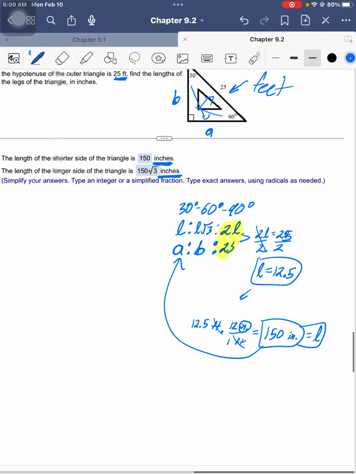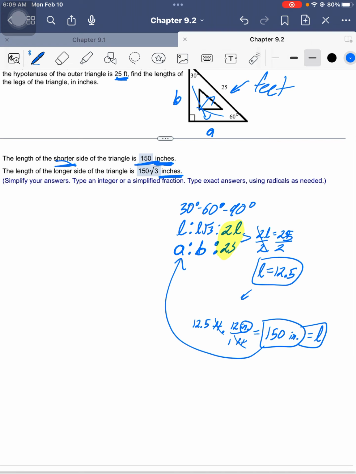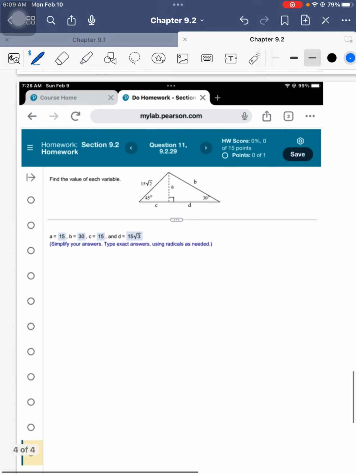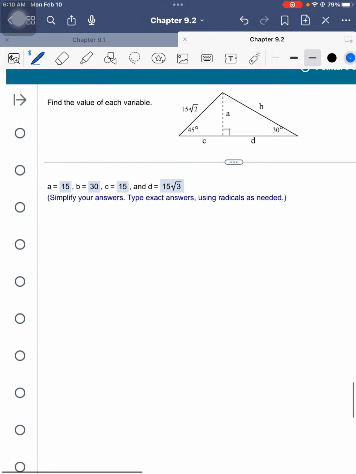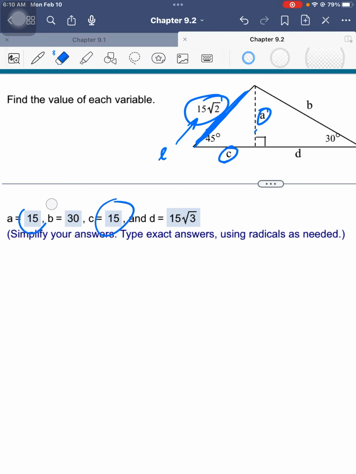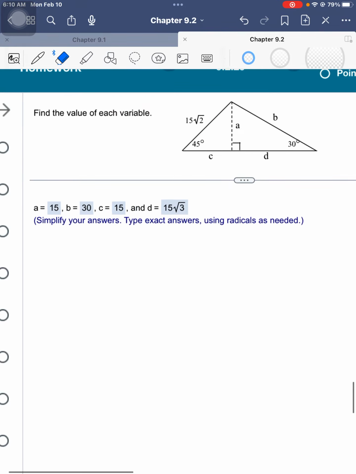So that means my A has to be 150, and A is the shorter side. So the shorter side is 150, and then the longer side must be 150 square root of 3, right there. Okay? And last one. So let's tackle this one step at a time. I already know my answer for A and C. Why do I know my answer for A and C? Because if the hypotenuse is 15 square root of 2, well, don't we know that this is the L value? So what do A and C have to be? 15, 15.